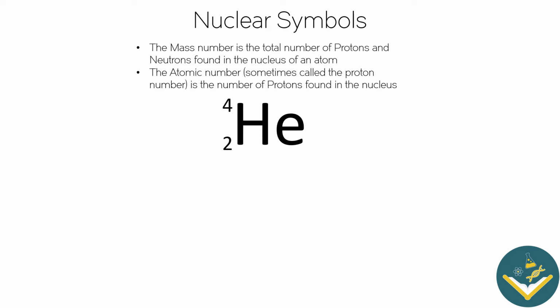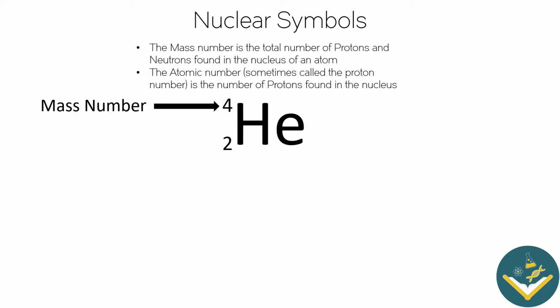Now, in terms of nuclear symbols, this is a nuclear symbol taken from a periodic table, and there are 3 bits of information that are displayed here. The first is the mass number. The mass number is always the highest number shown. Sometimes the 2 numbers are swapped round so that the highest number is at the bottom, and sometimes it's at the top. Generally speaking, for the A-level specifications, it will be shown at the top.